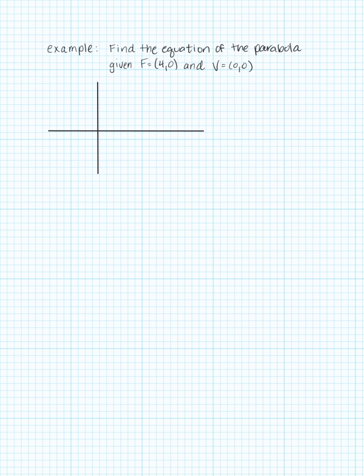So now that we have a basic equation to use here, let's go ahead and put it to use. Find the equation of the parabola given the focus of (4, 0) and the vertex of (0, 0). I highly recommend drawing these pictures just so you can see the orientation of the parabolas. So since the vertex is at (0, 0) and the focus is at (4, 0), I know that I'm going to make this parabola open to the right.